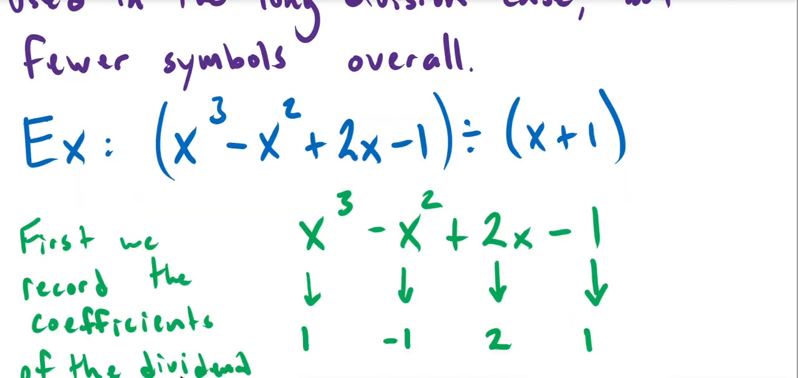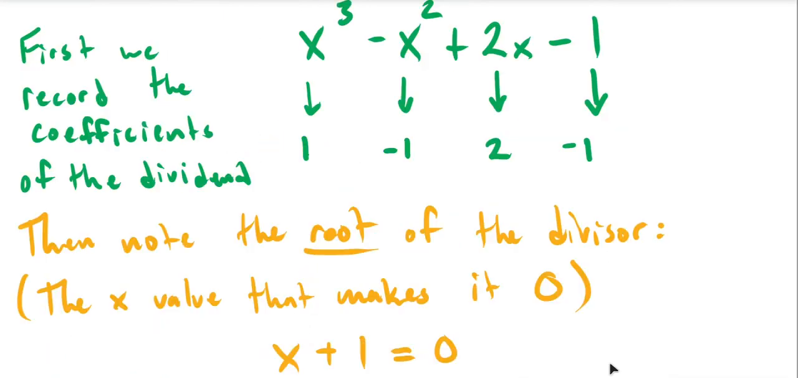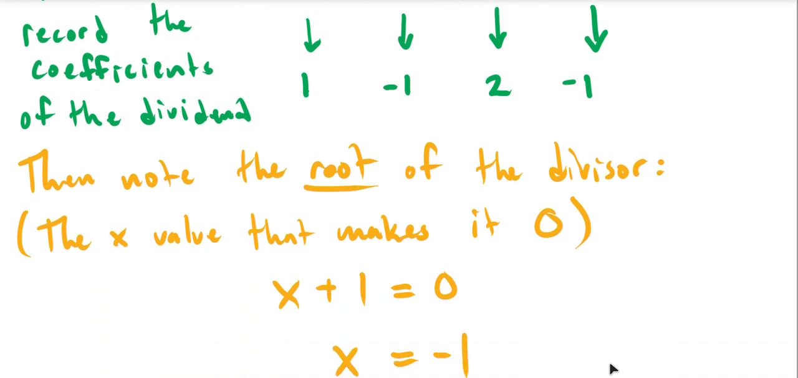The first step in doing synthetic division is to record the coefficients in the dividend. Here we have 1x cubed minus x squared plus 2x minus 1. So we write down 1, minus 1, 2, and minus 1. Now the root of the divisor is the value which would make it 0. We're dividing by x plus 1, and this would be 0 when x is equal to minus 1.